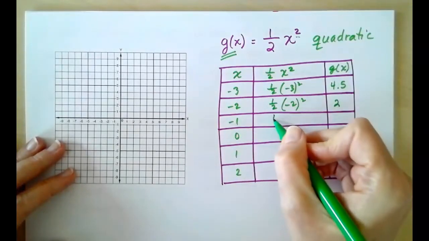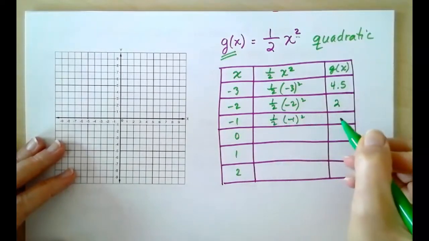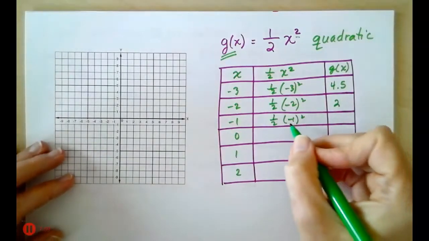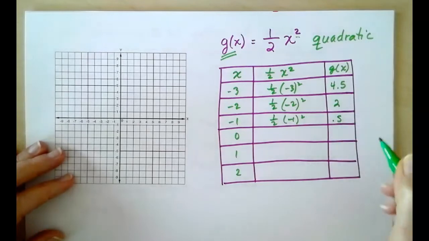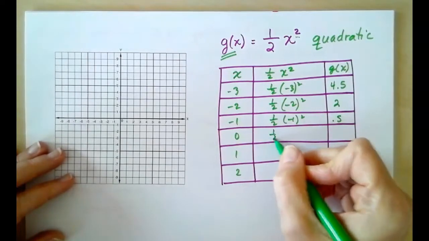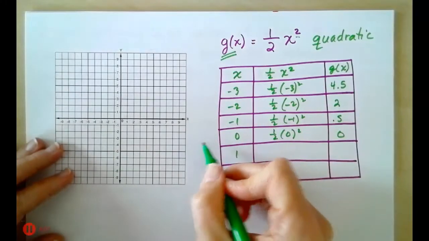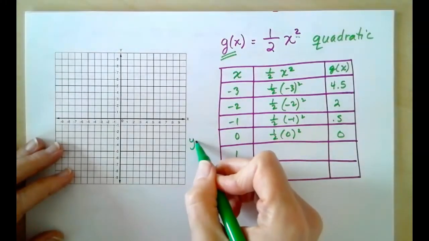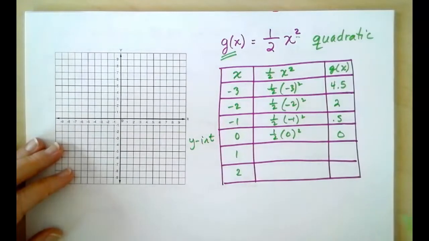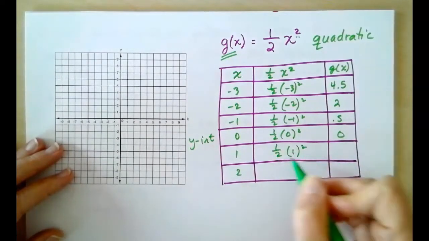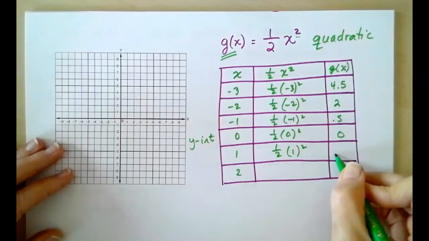Plug in the -1. 1/2 of -1 squared. Square first. -1 squared is 1. Half of that is 0.5. The 0. 1/2 of 0 squared is still 0. And remember, this again will be our y-intercept. Next, 1/2 of 1 squared. 1 squared is 1. Half of that is 0.5.